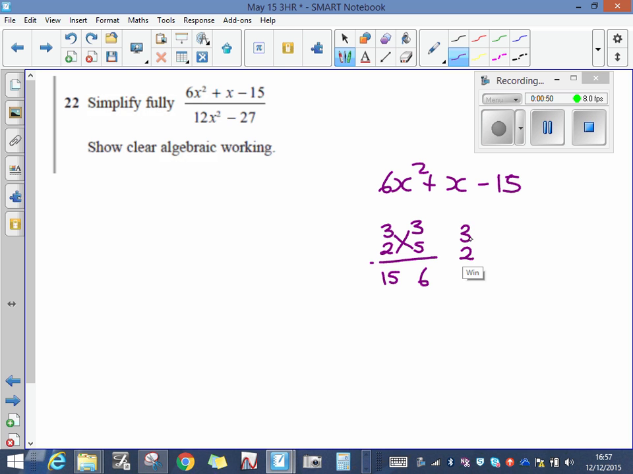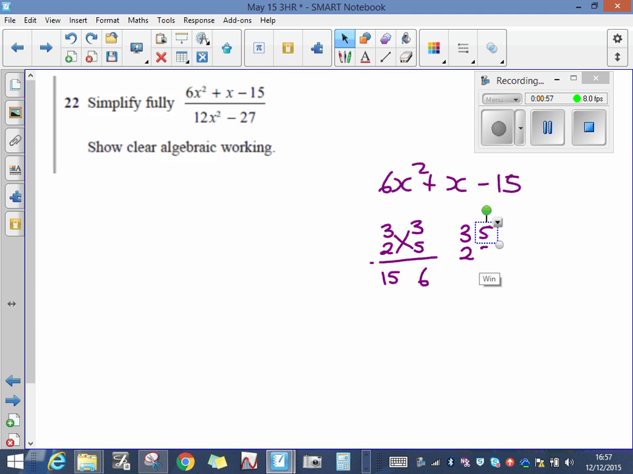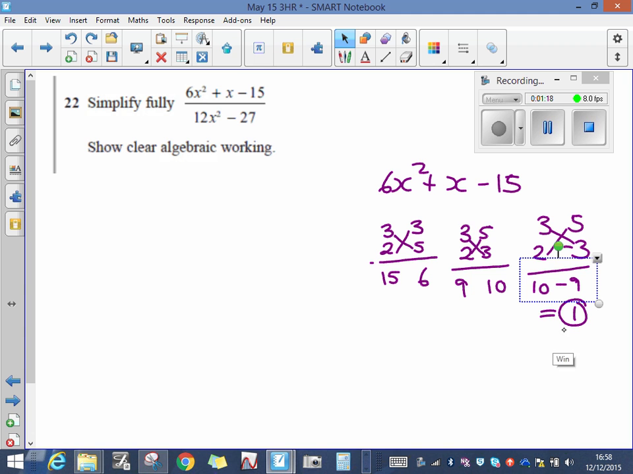Okay, so let's try 3, 2. I'm going to swap those two over and have the 5 there and the 3 there. So 3 times 3, if I multiply, is 9. 5 times 2 is 10. That's looking better. So if I make it, I'll just draw it again, 3, 2. If I make the 5 positive and the 3 there negative, 5 times 2 is 10. 3 times minus 3 is minus 9. And 10 take away 9 is 1. And now that's correct because I'm looking for 1x in the middle.